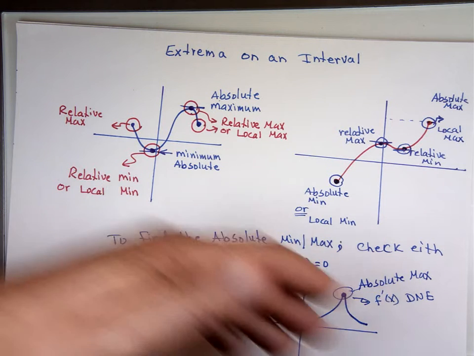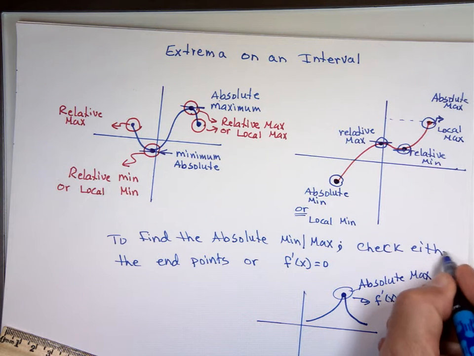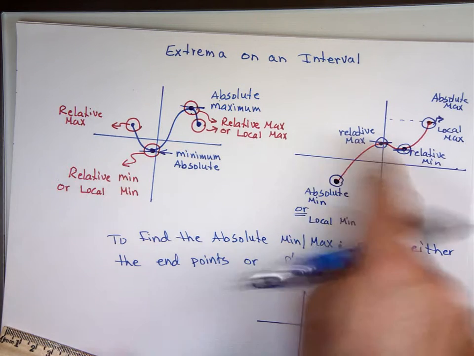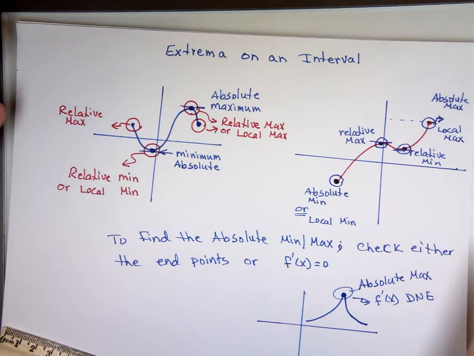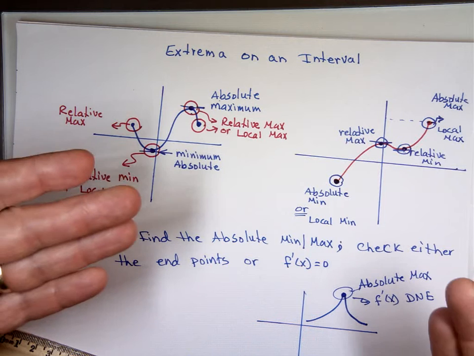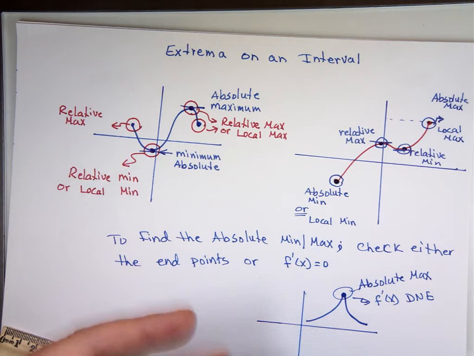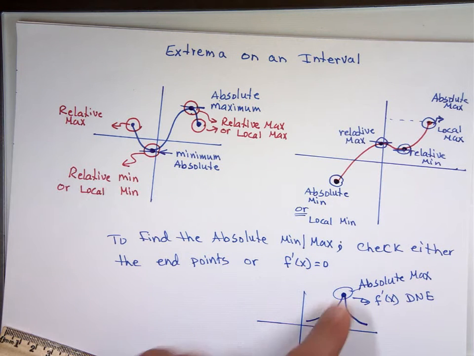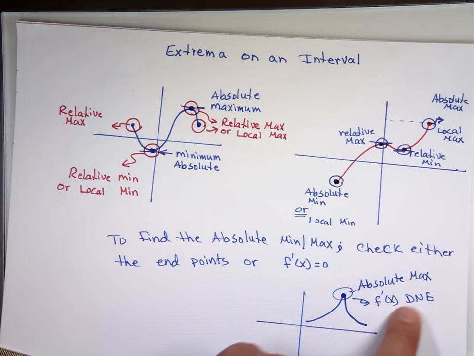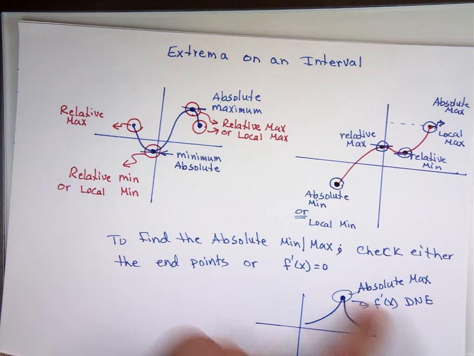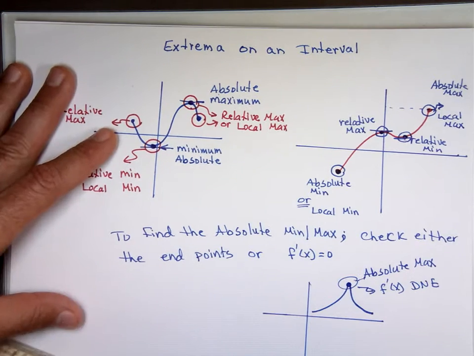I said either first. What happened to the other one? For these two cases, it was where the derivative is 0 or the endpoint. The third possibility is where the derivative does not exist. I mean, the function is defined, but the derivative does not exist.